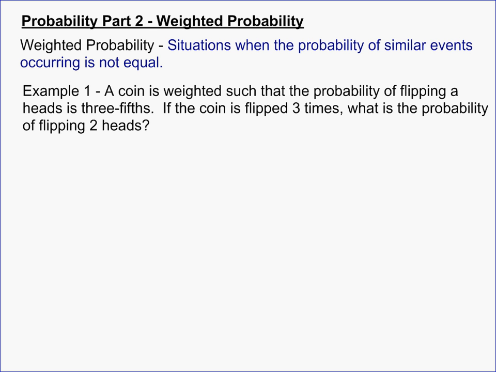Another good example is someone shooting free throws who might have an 80% chance of making it, so he's got a better chance of making than missing. There are a lot of different scenarios where this might come up. Our first example says a coin is weighted such that the probability of flipping a heads is 3/5. If the coin is flipped 3 times, what is the probability of flipping 2 heads?